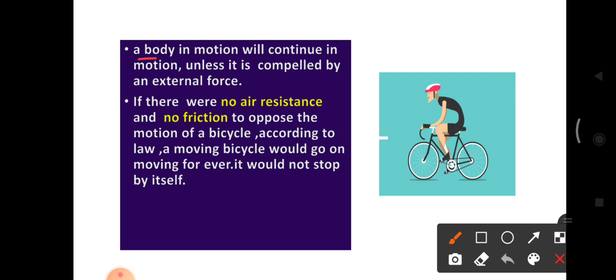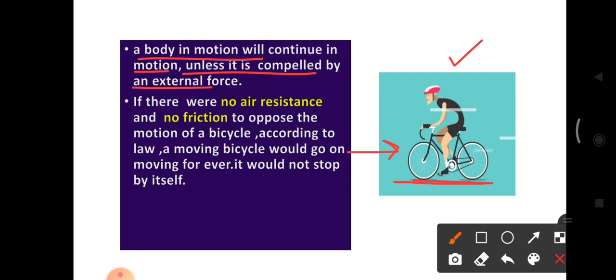The same thing, a body in motion will continue in motion unless it is compelled by an external force. Look at this image. Here the boy is riding a bicycle. So here the bicycle is in motion. So a body in motion will continue in motion unless it is compelled by an external force.